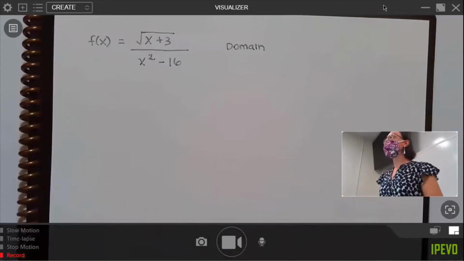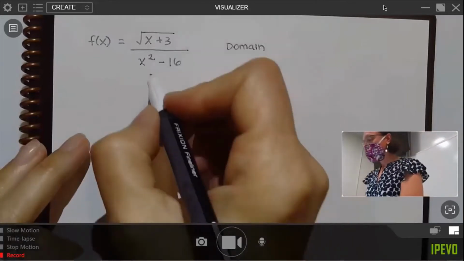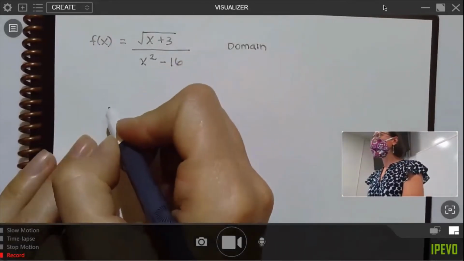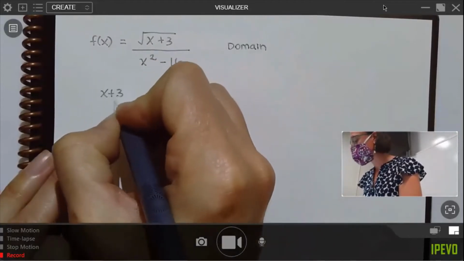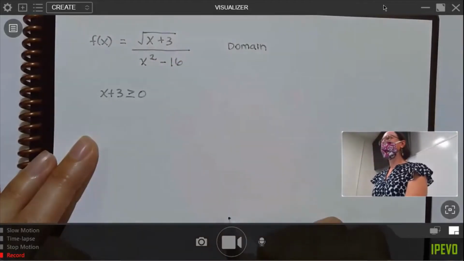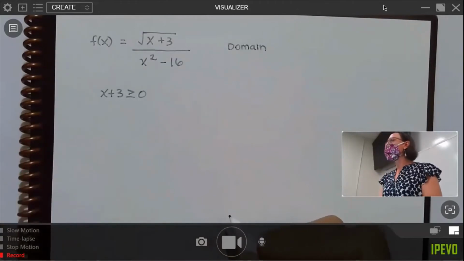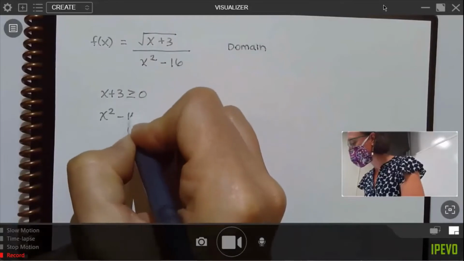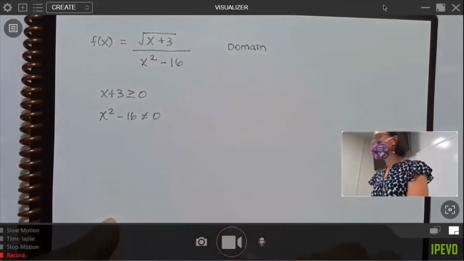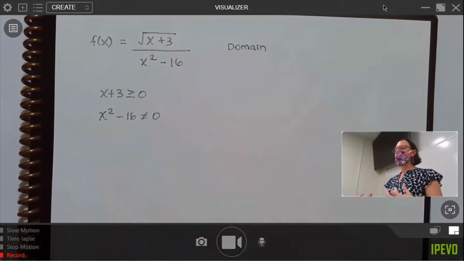In terms of domain, I have 2 things that could be a problem. I know that I can't have a negative inside of my square root. So already I know x plus 3 has to be greater than or equal to 0. But I have another thing going on, and that's that I can't have the bottom be equal to 0. And I need to take into account both of those things at the same time.